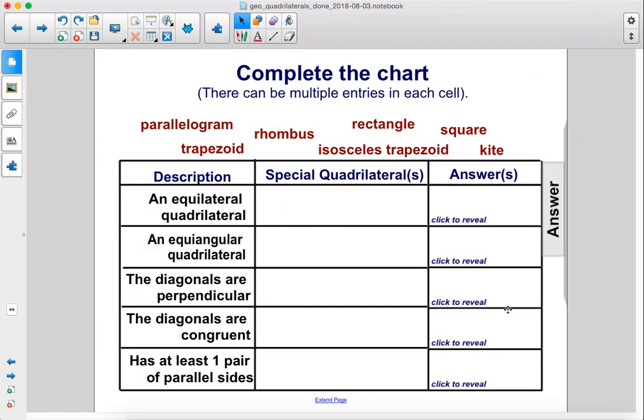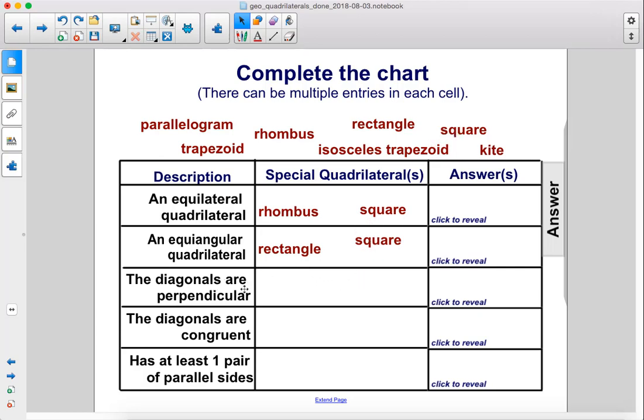Let's complete the chart. There can be multiple entries in each cell. Alright, so an equilateral quadrilateral would be a rhombus and a square. An equiangular quadrilateral would be a rectangle, since there's 90 degrees in every interior angle, and also a square.